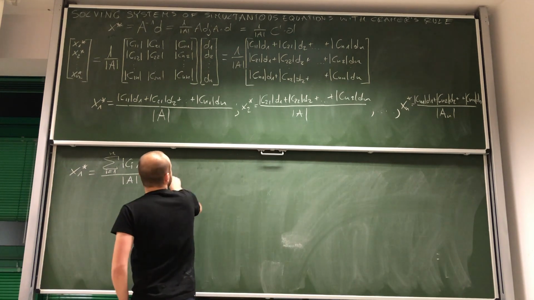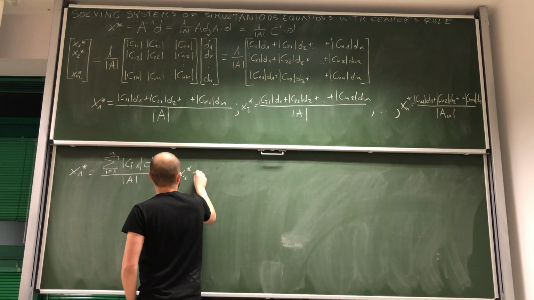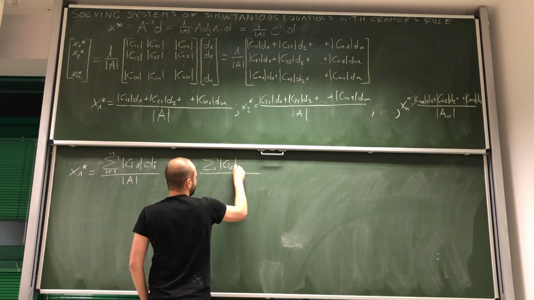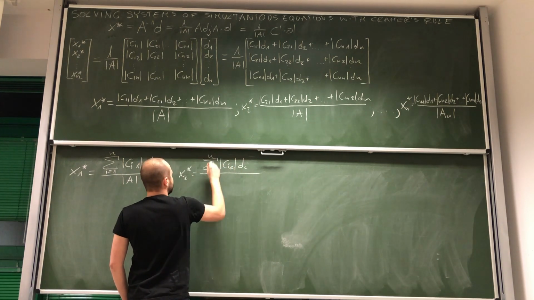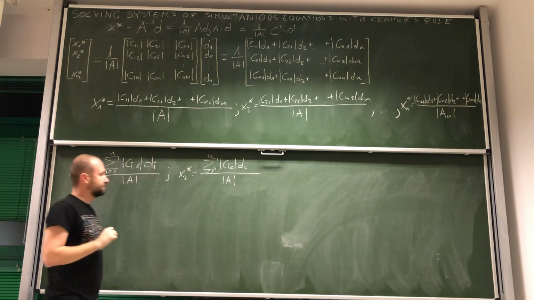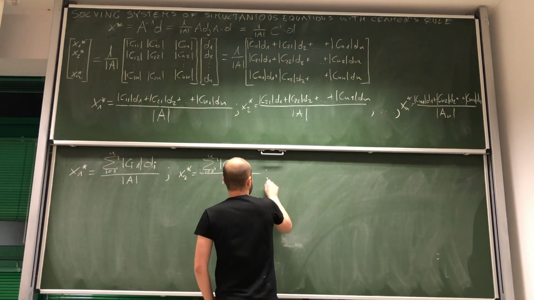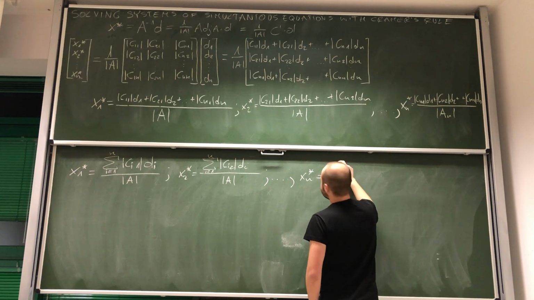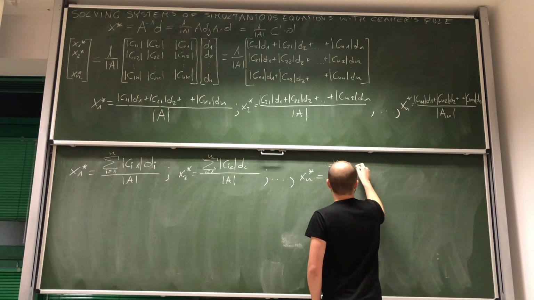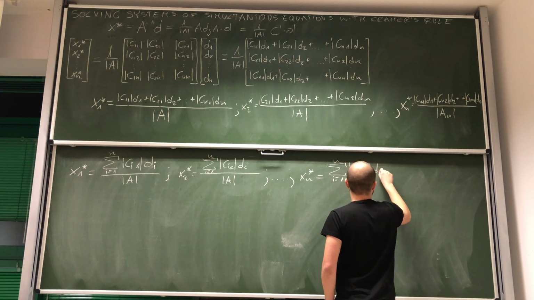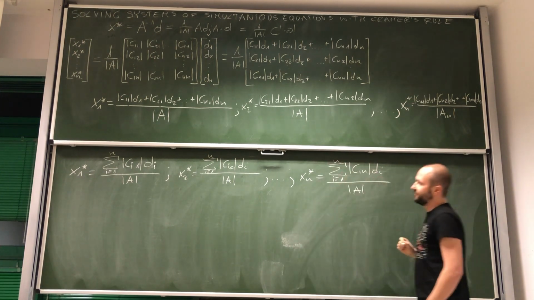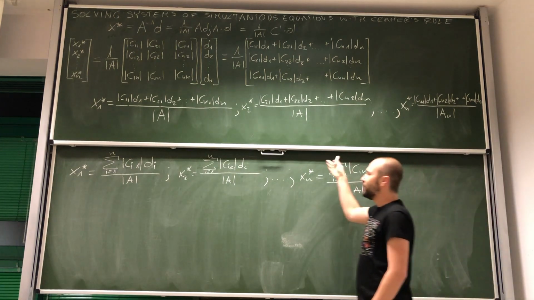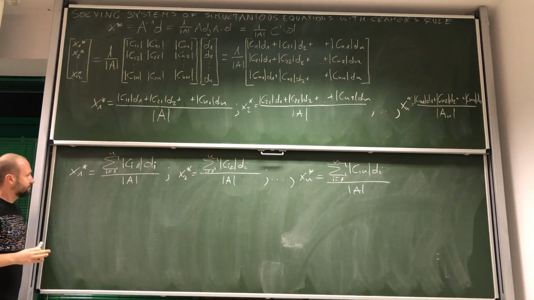Now we can do the same thing for x2. And we will have that this is the sum of Ci2 di, i equals 1 to n, divided by the determinant. Then we will go on like this until we arrive at xn, and we would have the sum of Cin di divided by the determinant.